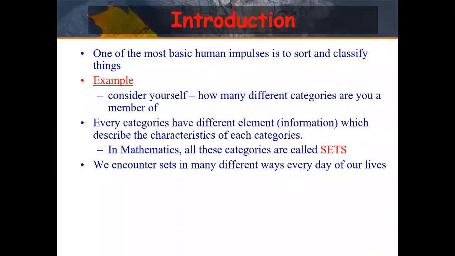One of the most basic human activities is to sort and classify things. For example, what is your gender? Whether you are a boy or a girl, that is also classifying things. When we talk about skin, we have dark skin, tan skin, and fair skin, so we also classify things. In mathematics, all these categories, all this classifying and sorting of things are called sets. We encounter sets in many different ways every day of our lives.